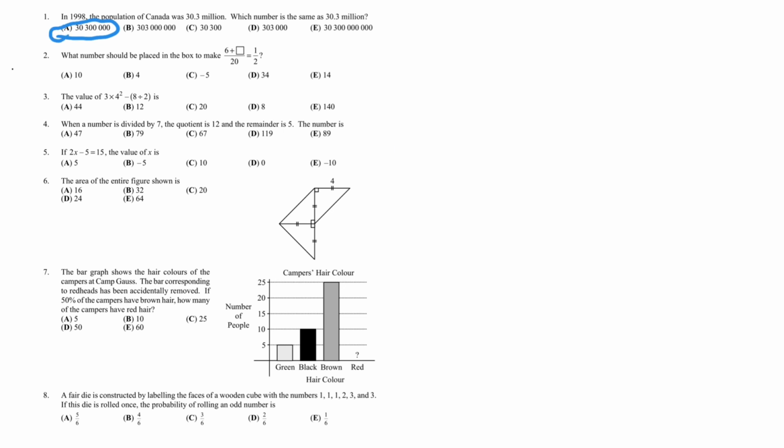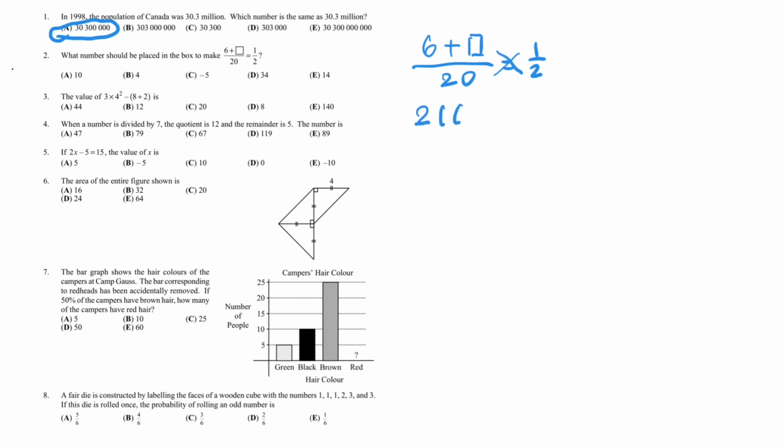Number 2. What number should be placed in the box to make 6 plus box over 20 equal to 1 over 2? 6 plus box over 20 is 1 over 2. We do cross multiplying. 2 times 6 plus box equals 1 times 20.